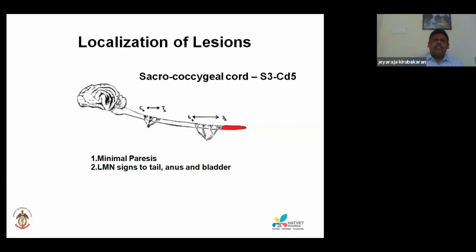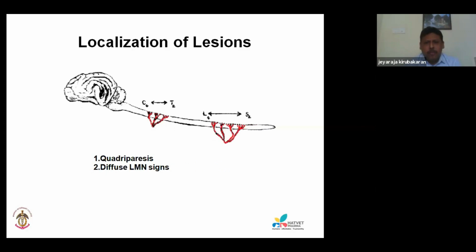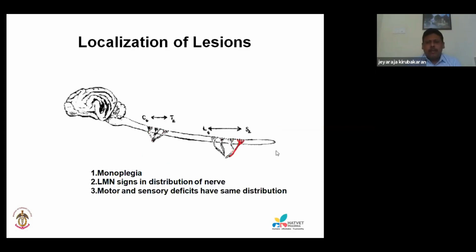And all these lesions, of course, when there is a peripheral involvement, when it is involving all the peripheral nerves, then you'll have a quadriparesis. If it is involving a single limb, then you'll have monoplegia-like signs. This is usually a neuromuscular disease. And if a single nerve is involved, then you have monoplegia, that's a peripheral nerve involvement, and you'll have both motor and sensory deficits there.